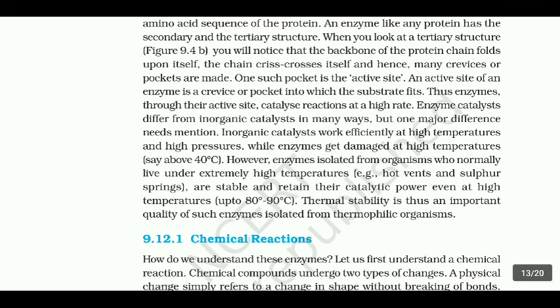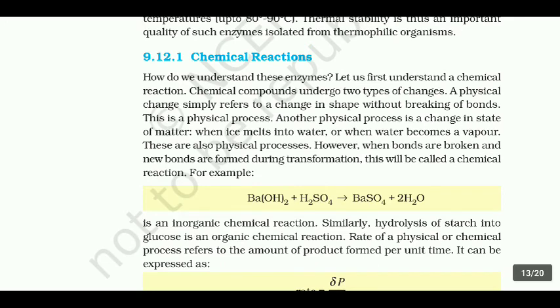Inorganic catalysts work efficiently at high temperatures and high pressures, while enzymes get damaged at high temperatures, say above 40 degrees Celsius. However, enzymes isolated from organisms that normally live under extremely high temperatures, for example hot vents and sulfur springs, are stable and retain their catalytic power even at high temperatures up to 80 to 90 degrees Celsius. Thermal stability is thus an important quality of such enzymes isolated from thermophilic organisms.